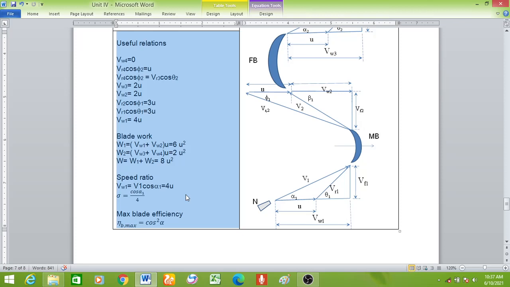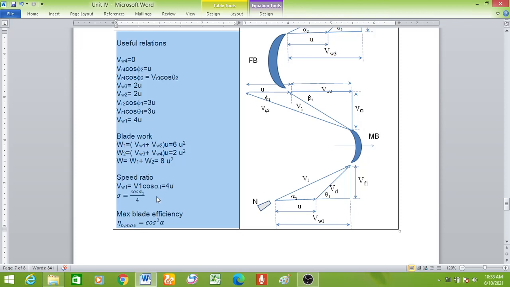Then for the maximum blade efficiency, I have not given the step here, but you have to remember that blade efficiency is nothing but the work done divided by the input kinetic energy we have supplied. So here it is nothing but 8 U squared in the numerator divided by half V1 squared. Of V1 squared. So if it goes to the numerator, it becomes 16 sigma squared. So sigma is cos alpha 1 by 4.